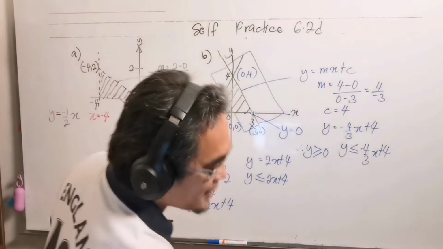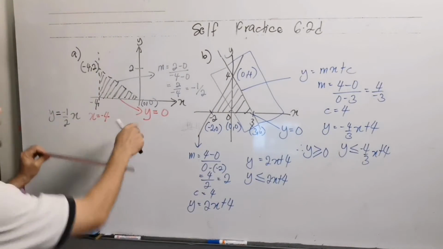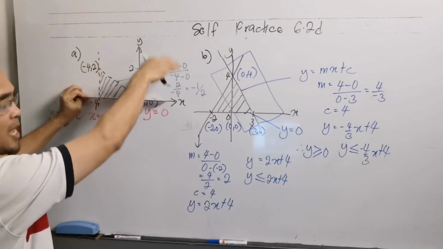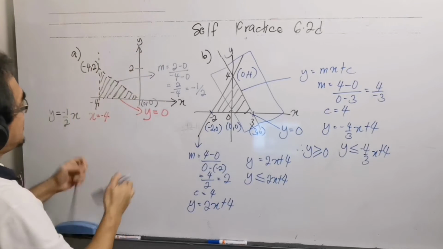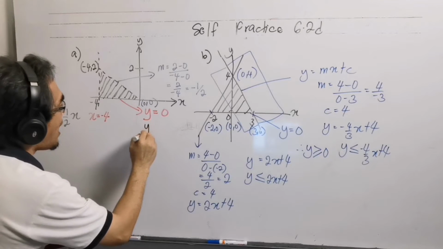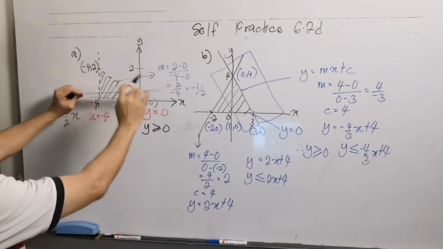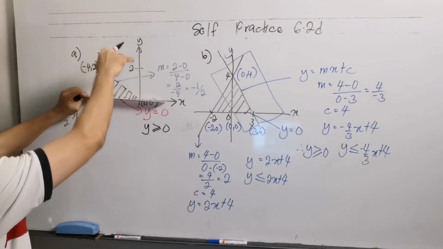In order to find the inequalities, y equals 0 is this line. So the shaded region is at the top there. So we say y is larger than or equal to 0, because the shaded region is at the top here.